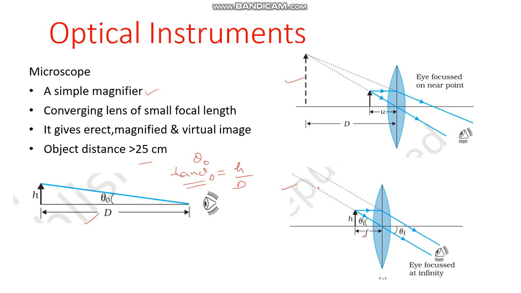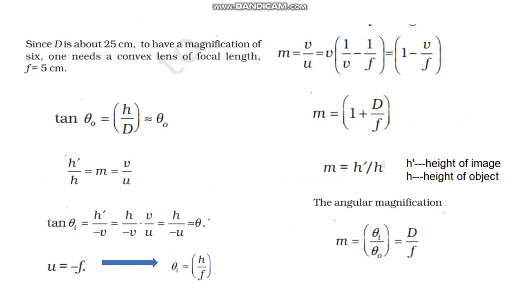So we talk of two types of magnification. One is linear magnification. Here you compare distances. This you have seen in the mirror derivation: v by u, and h dash by h, the height of the image by the height of the object.